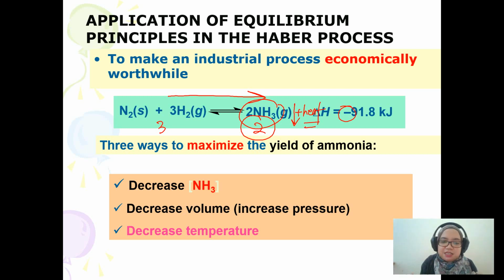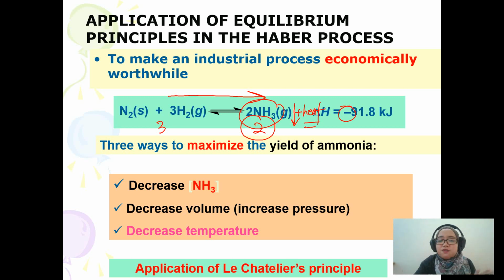First, by decreasing the concentration of NH3. Second, by decreasing the volume or increasing the pressure. And lastly, by decreasing the temperature. Okay, so all of this is the application of Le Chatelier's principle.